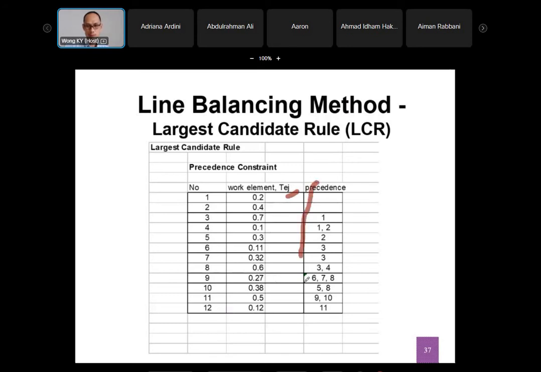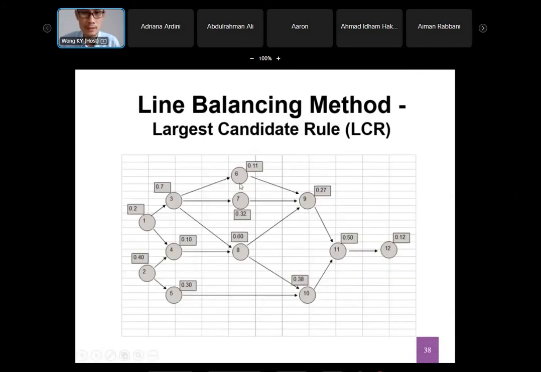And over here, these are the precedence constraints. If you look at it, element 1 can be started anytime, element 2 can be started anytime, but work element 3 can only be started after work element 1 has been completed. And work element 4 can only be started after work elements 1 and 2 have been completed. So these are the predecessors of the work elements here. For example, work element 2 is the predecessor of work element 5. I hope you understand. Okay, so you are given this. Then you are also given this.